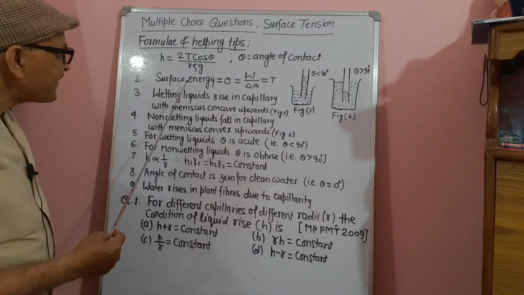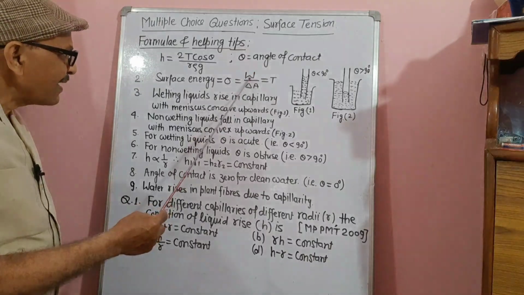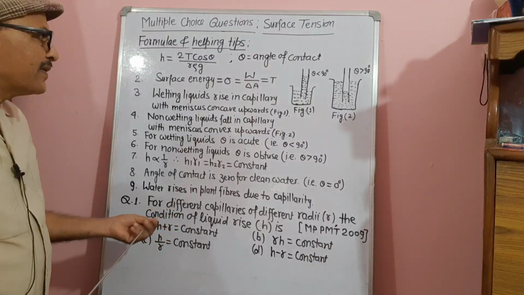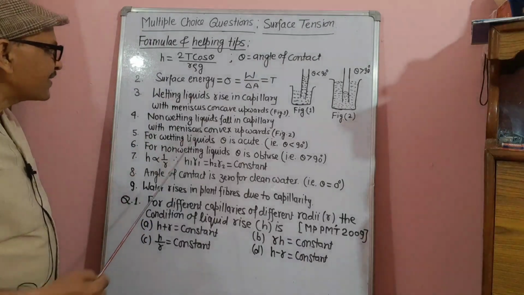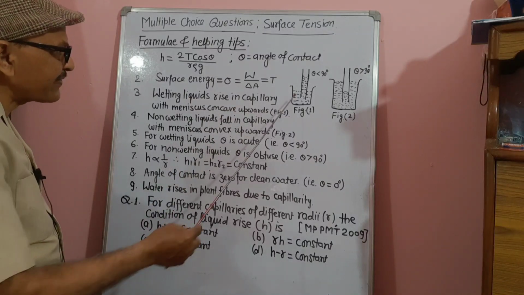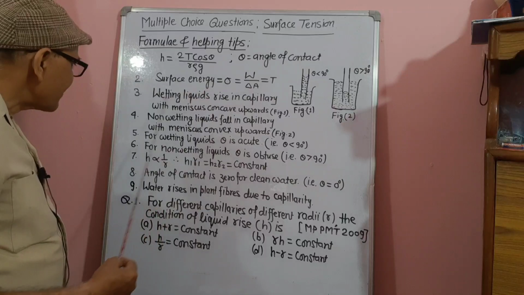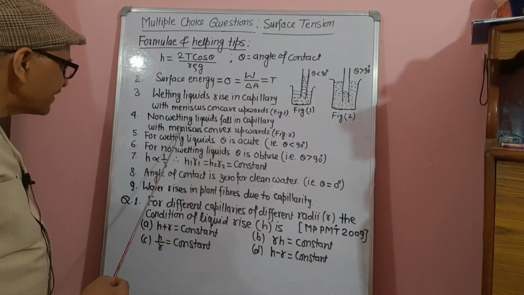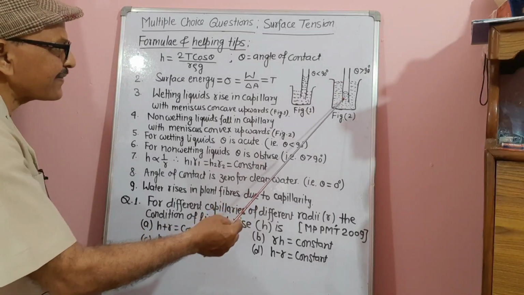Second, surface energy sigma is equal to work done upon change in area, which is numerically equal to surface tension T. Third, wetting liquids rise in capillary with meniscus concave upwards, like this figure 1. Similarly, non-wetting liquids fall in capillary with meniscus convex upwards, like this.